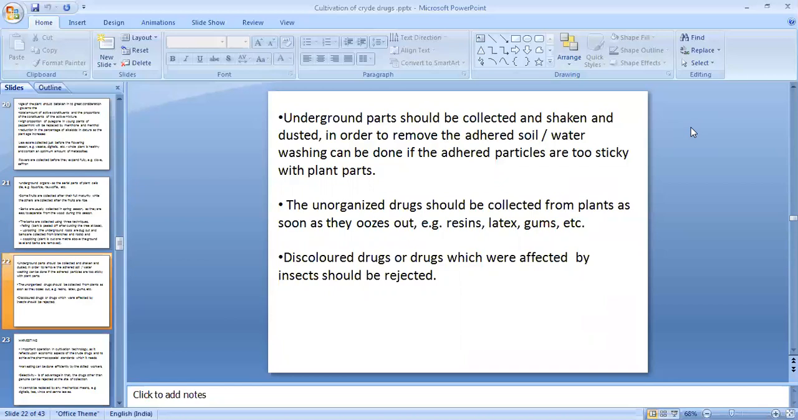And then the unorganized drugs can be collected from the plants as soon as they ooze out. Examples are resins, latex, and gums. And sometimes when you are collecting, the discolored drugs or the drugs which are affected by insects should be rejected at the time of collection only.